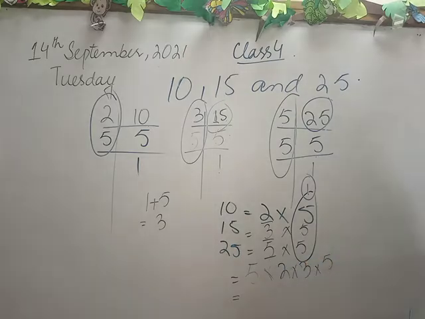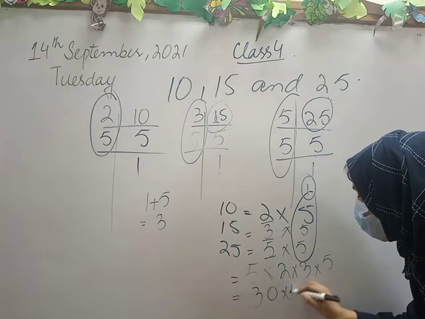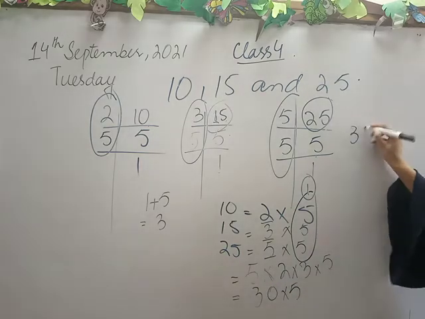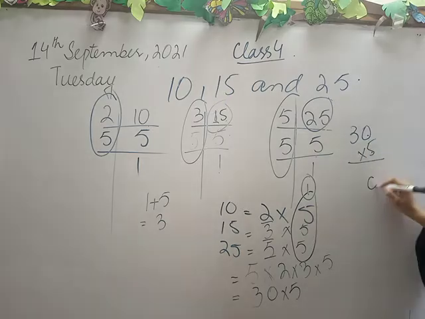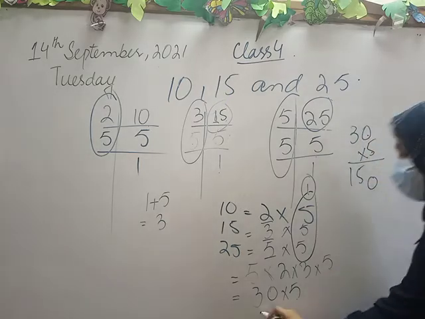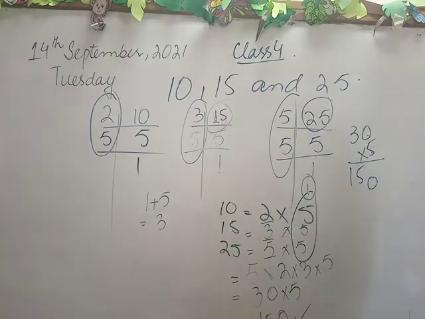5 2 times 10, 10 3 times 30, and 30 into 5 class, 15 and 25. So this is all which is related to your previous lesson. Now class, today we will solve its related word problems. We have first word problem which is page number 46 and exercise number 2F. Clear?